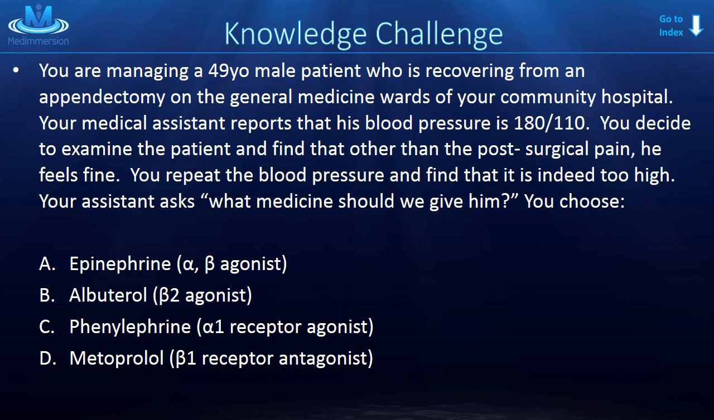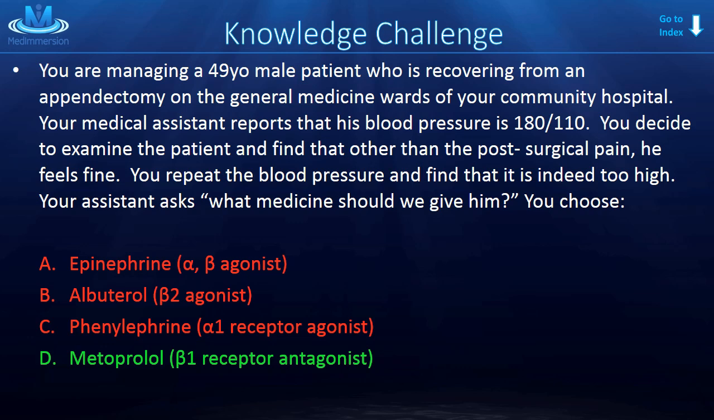Well, clonidine, if it was there, would be a good choice. But there's another correct answer there. How about metoprolol? Metoprolol is a beta-1 receptor antagonist or blocker. And remember, beta-1, one heart. So it's going to decrease the sympathetic tone in the heart. The heart is going to beat slower and with less force. Okay, that will decrease the blood pressure.